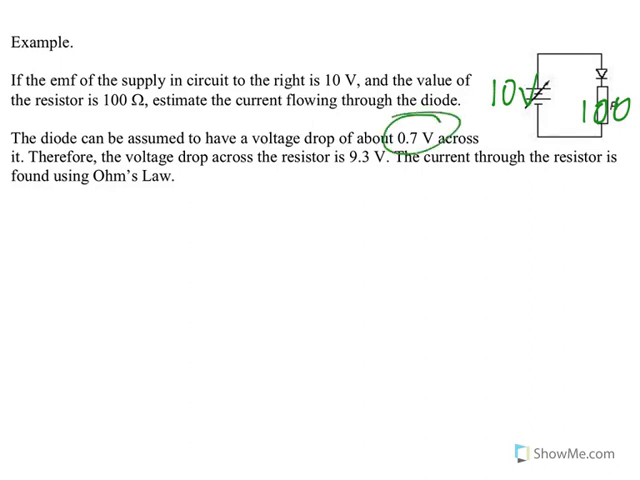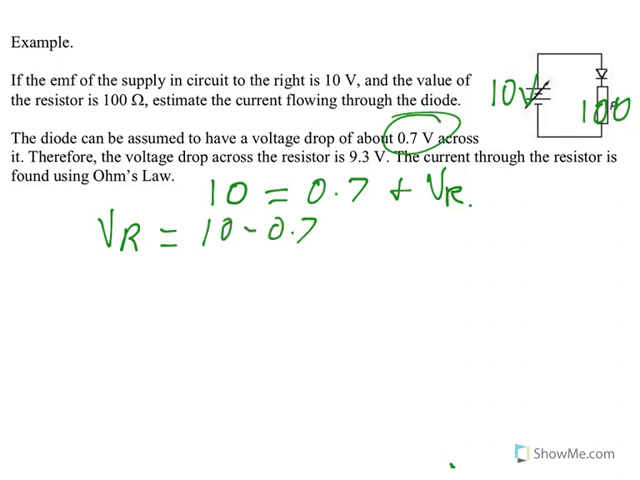So we've got 0.7 across the diode, and we've got to have a total of 10. So 10 has got to equal the 0.7 of the diode plus the voltage over the resistor, I'll call it. And so the voltage across the resistor, therefore, it's got to be 10 minus 0.7, which is 9.3 volts, which it says there. Alright.